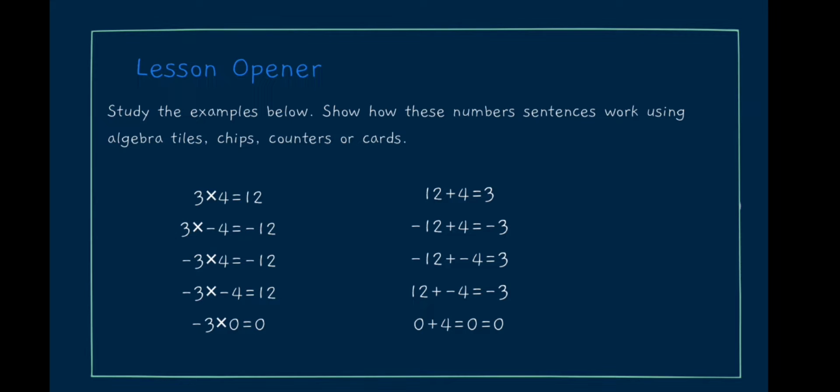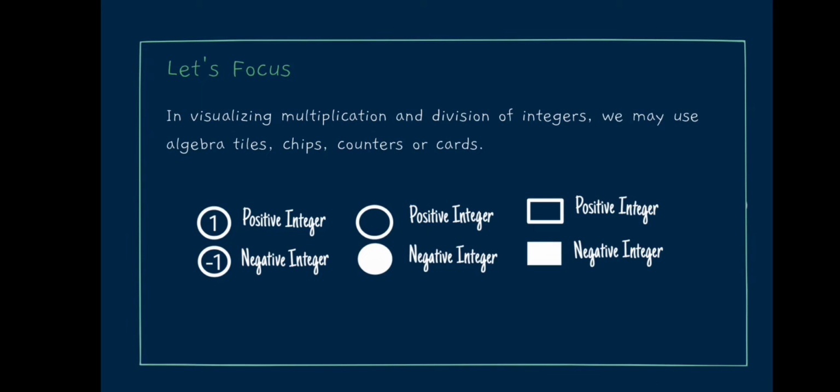So in this lesson opener, as students, we study the examples and show how the number sentences work using the algebra tiles, chips, and counters. Let's focus. In visualizing multiplication and division of integers, we must use algebra tiles, chips, counters, or cards. Positive integers, positive integers. When we say negative integers, negative integers.